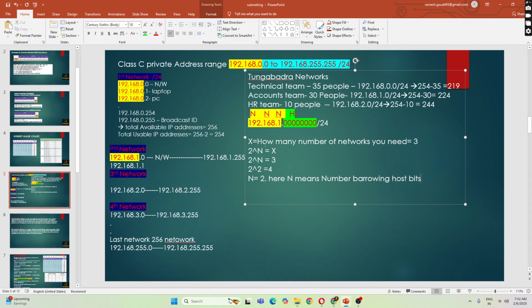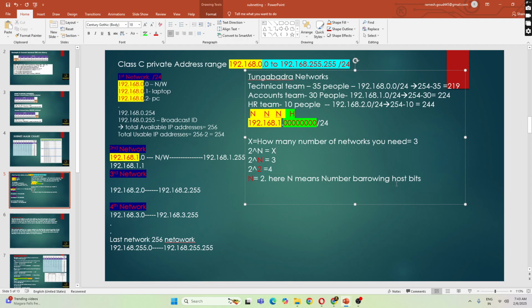So let me repeat it again. How many networks do you need? You need 3 networks. You have 3 teams, so you need 3 networks. It means that is x, so I'm putting the x value here. The formula is 2 to the power of n. Here n is the number of borrowing bits, how many bits you need to borrow. To get the value 3, what number do you need to enter here? You need to enter 2 here. 2 to the power of 2 equals 4, so it's satisfied at least.